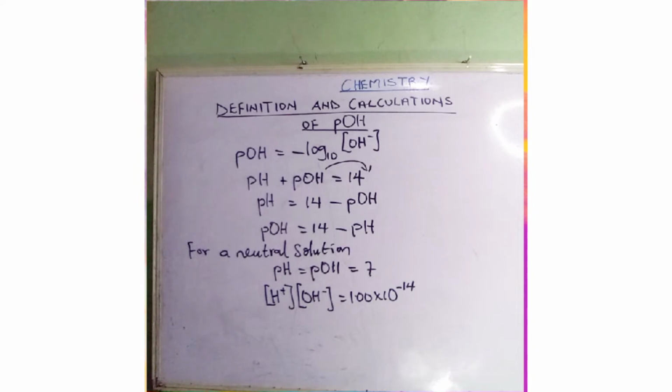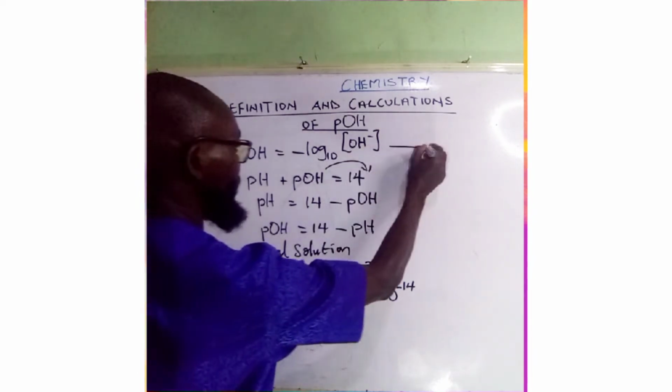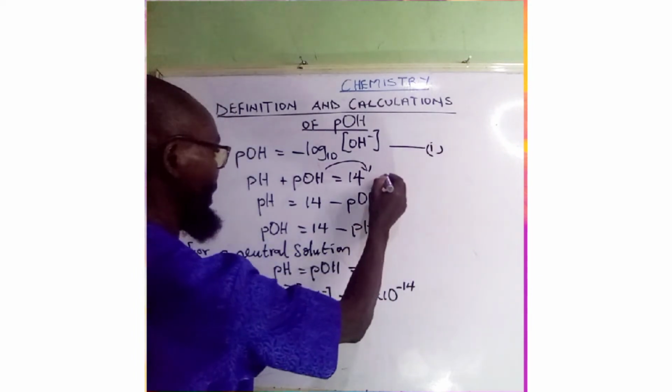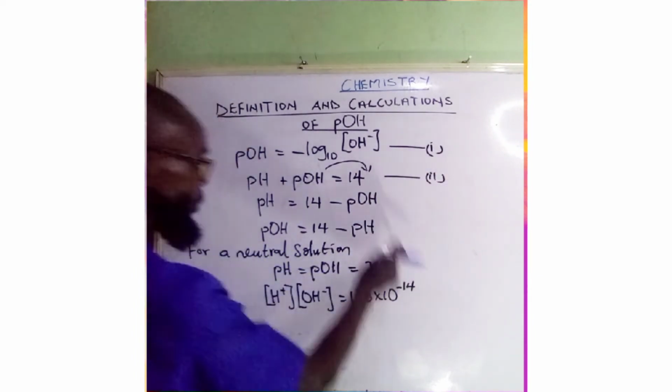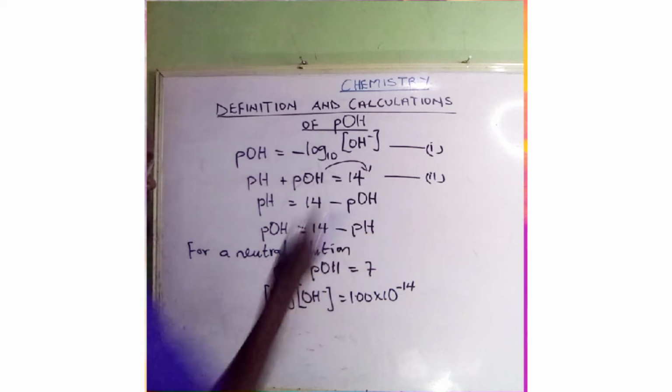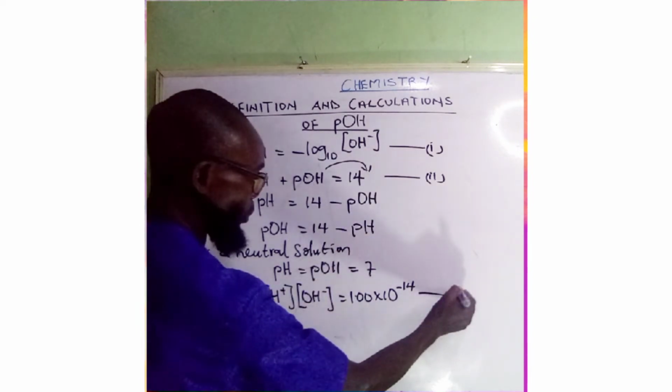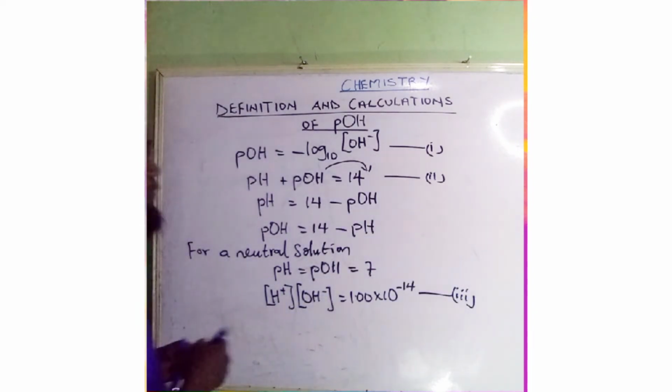Now, from these equations, the major equations are: this is the first equation, this is the second equation. From the second equation, we can derive these two equations, and this is the third equation. So we are going to be making use of these three equations in our calculations.